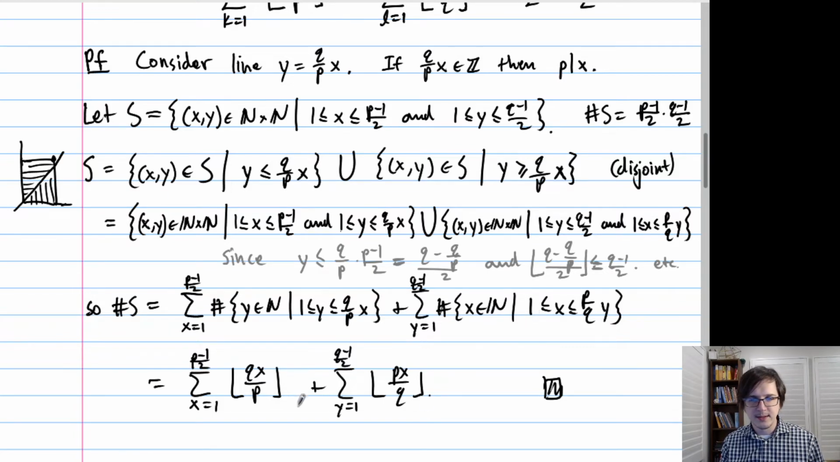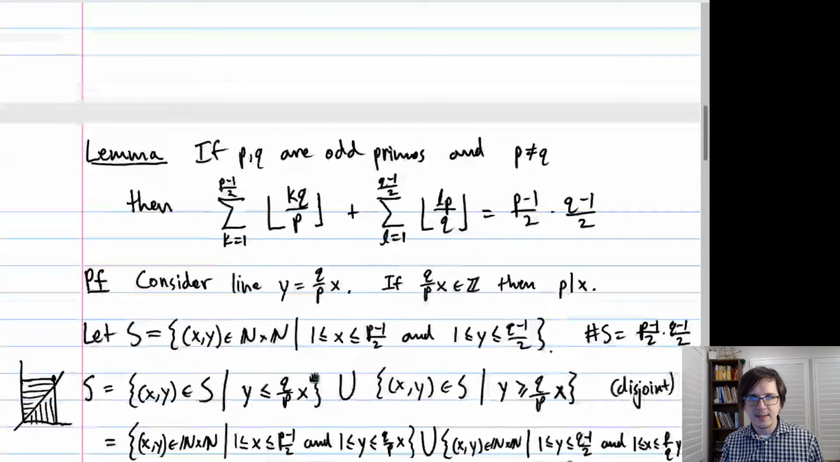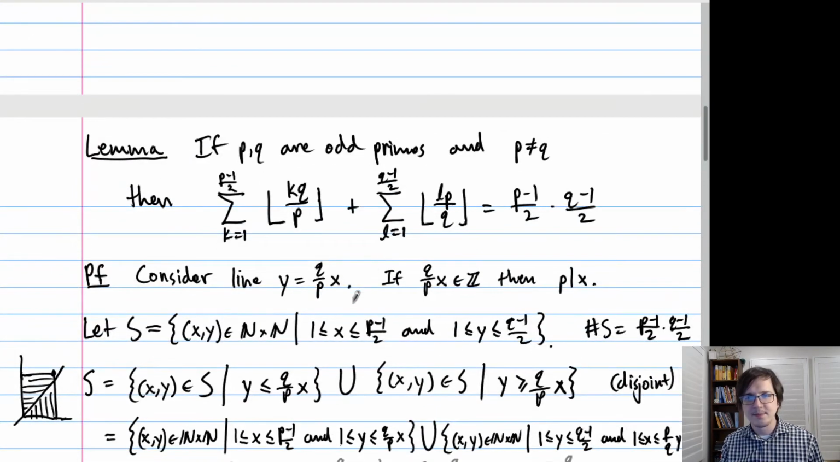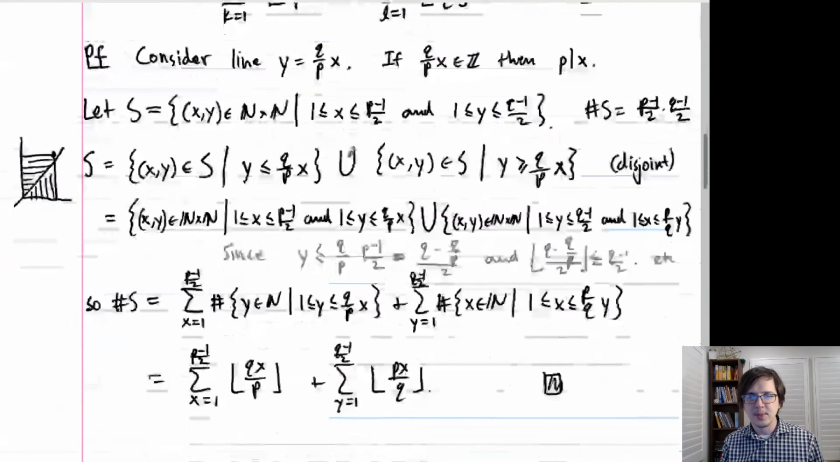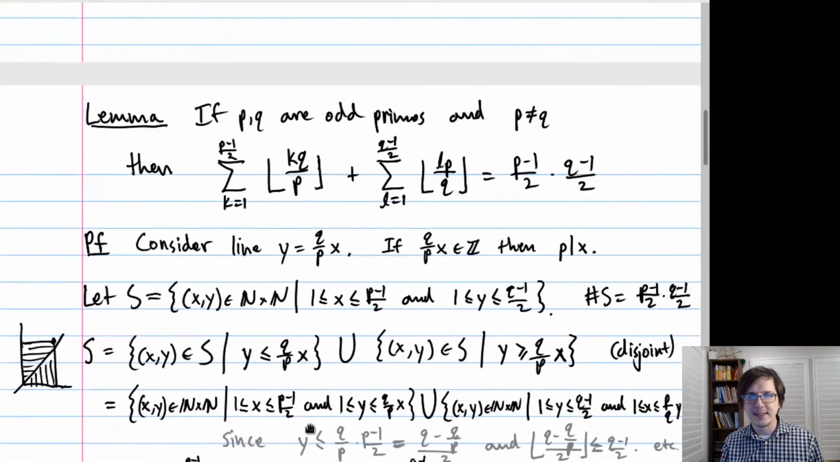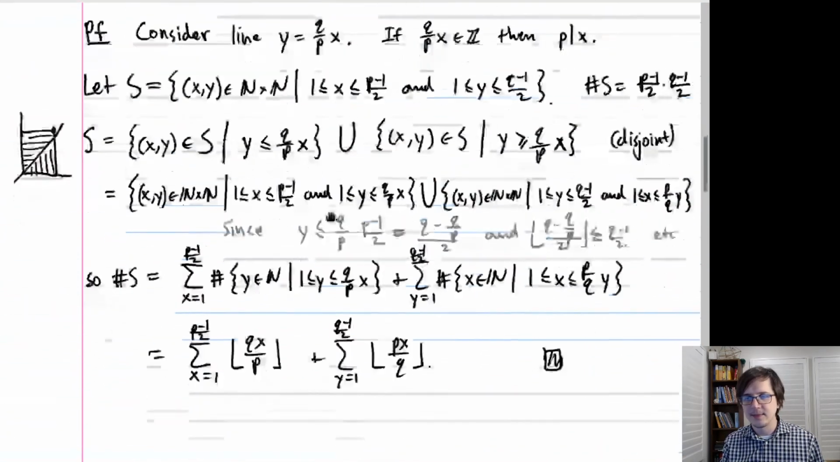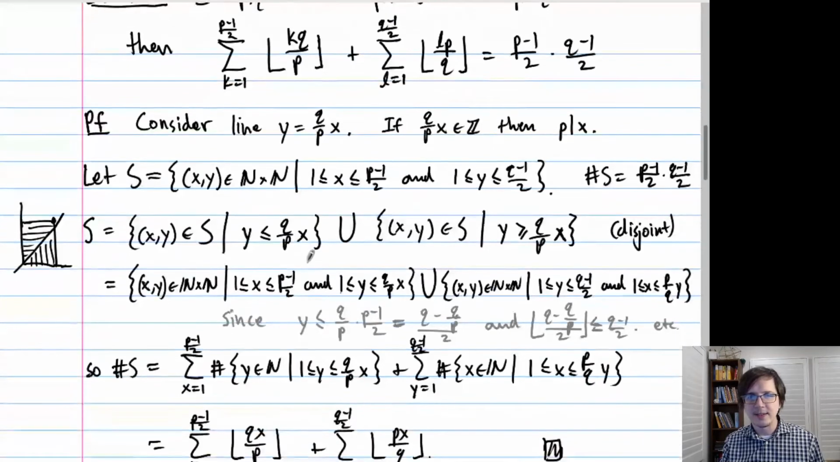And what do we have? We have the left-hand side of the sum, except with x's and y's instead of k's and l's. Okay, so that was that lemma about dissecting a rectangle and counting lattice points.